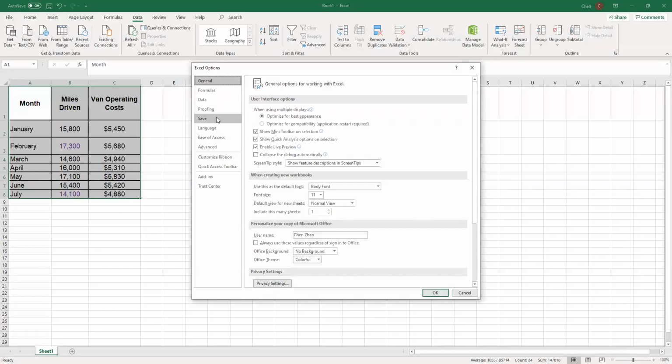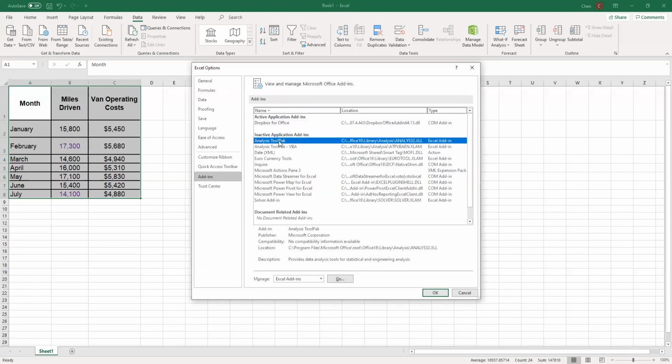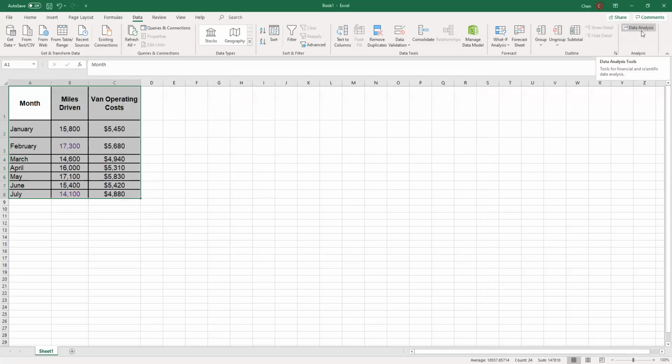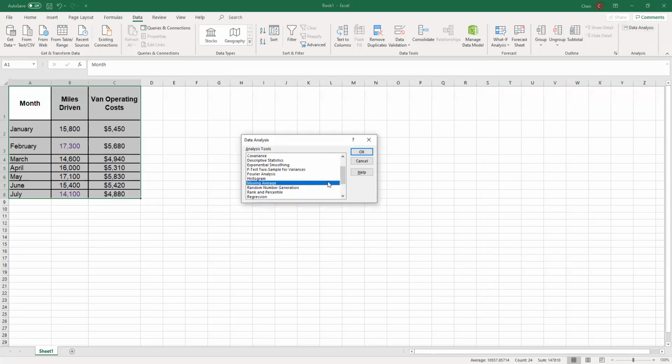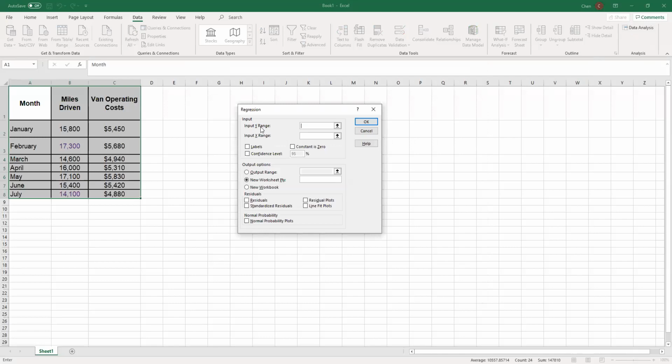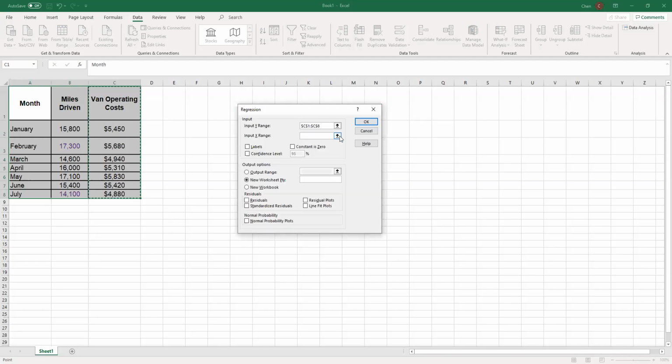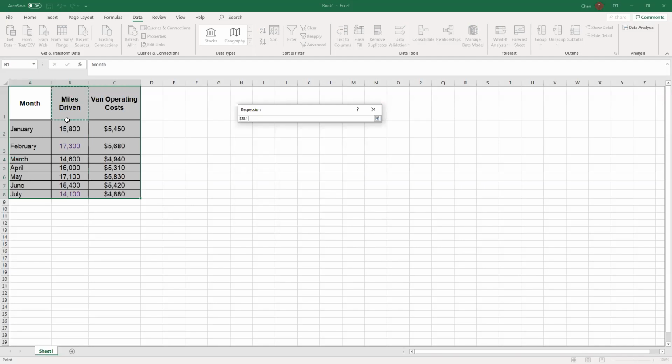And then you'll see data analysis here. If you click data analysis, you can choose regression. After you choose regression, input y range. Which is y? The cost, right? So you can choose this. This is your y range, and what is your x range? It's the miles driven.